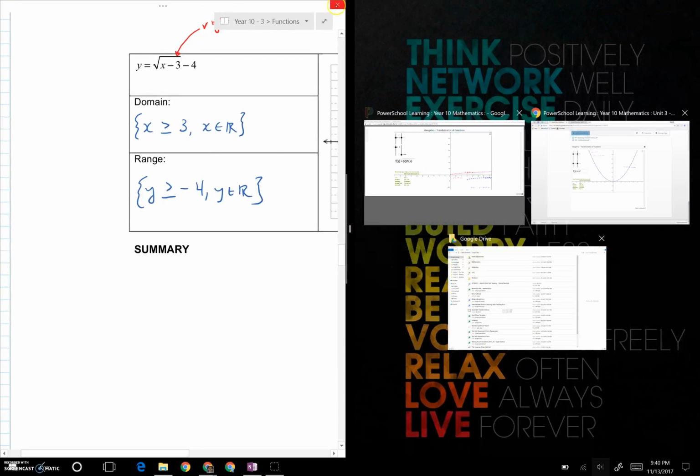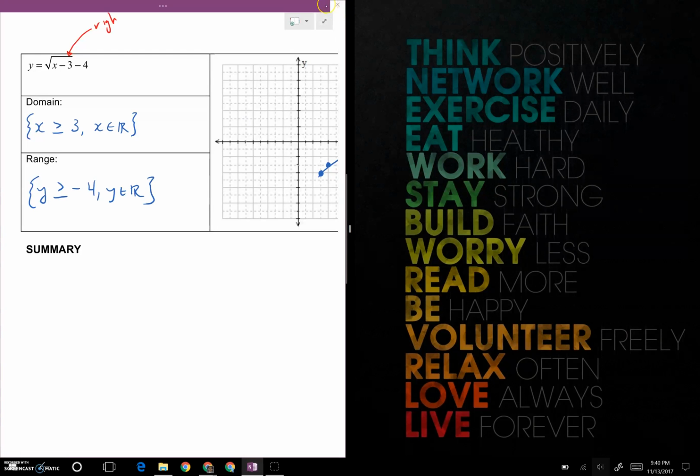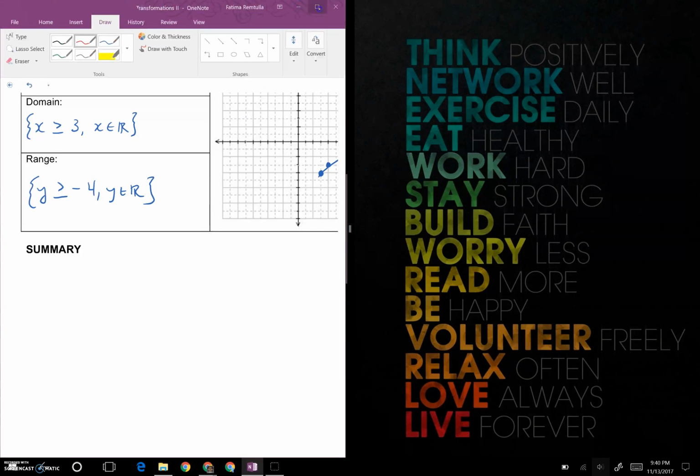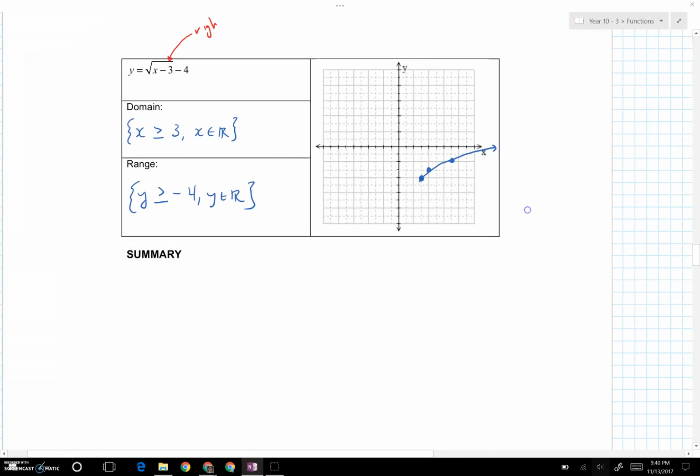Right 3 units. And this went down 4 units. Well, if I do that, my first key point went here at 3, -4, and then because there's no stretch factor, my other key points stay the same.